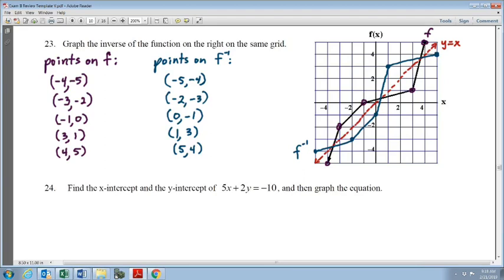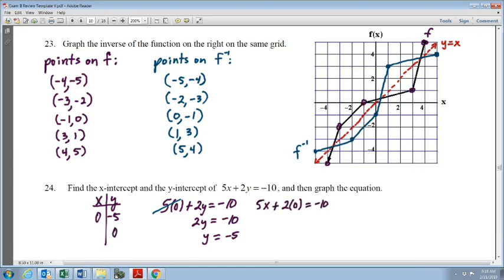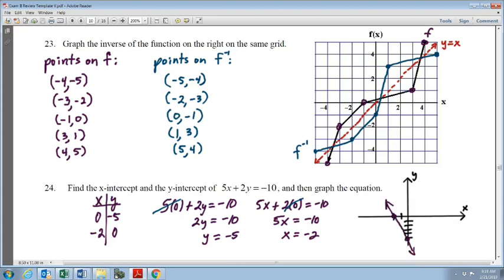So on number 24, the last problem here, you got to find the x and y intercept. So what we normally do is make a little table, and to find an x-intercept we let y be 0, to find a y-intercept we let x be 0. So I'll choose x to be 0 first. Notice 5 times 0 is 0, you're going to be left with 2y equals negative 10, and so y is negative 5. If you let y be 0, you're going to end up with 5x equals negative 10, which means x is negative 2.